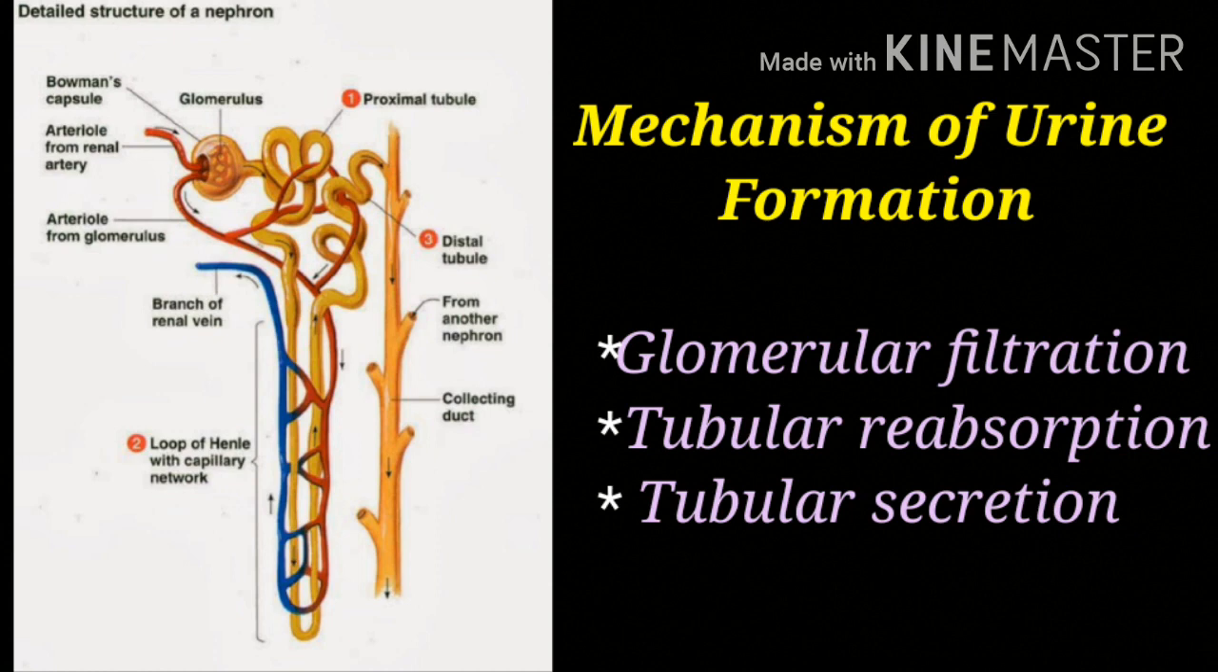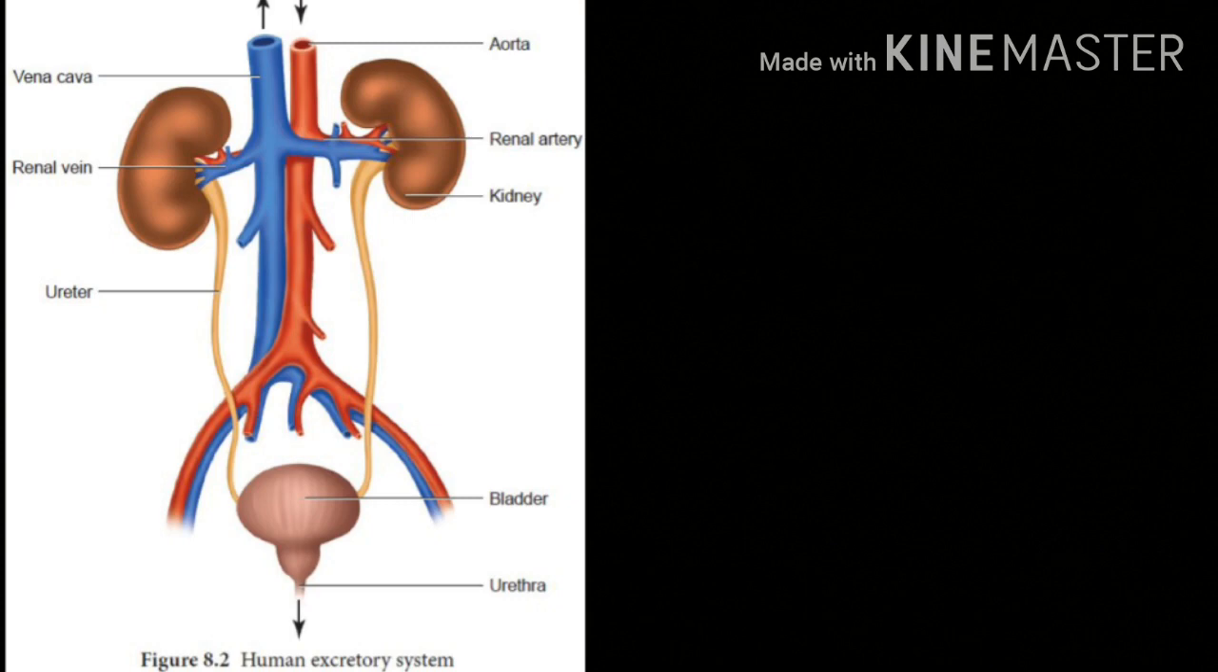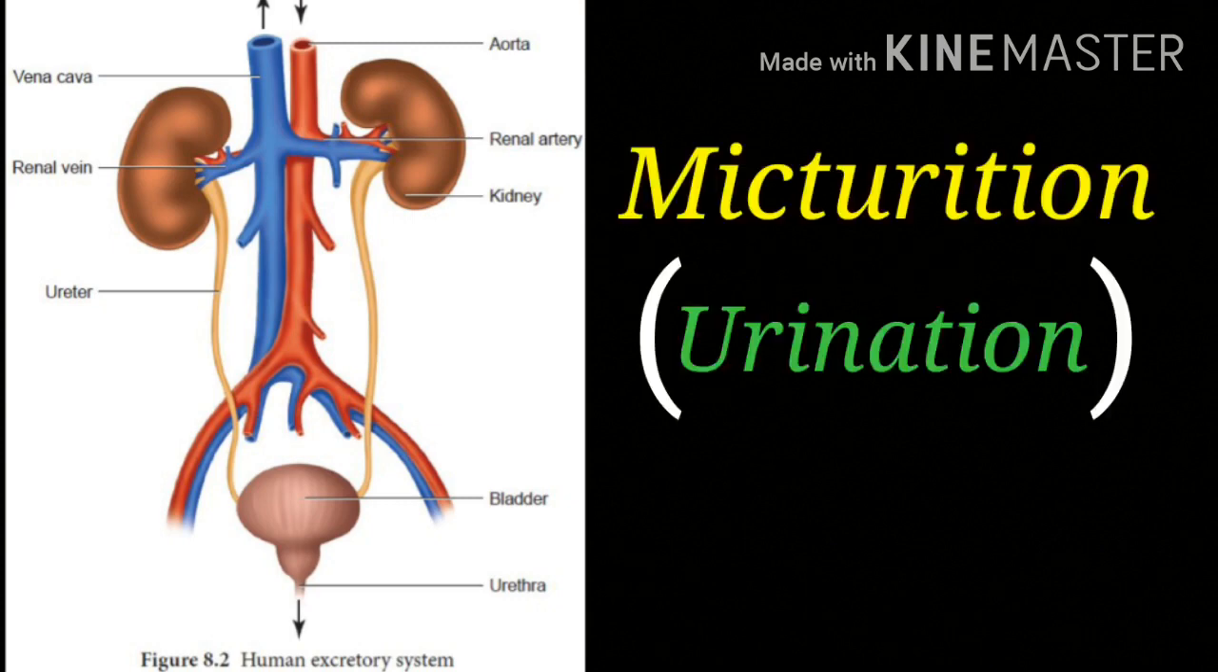Okay. Next, finally the urine passes into the collecting duct to the pelvis and enters the ureter, then it goes to the urinary bladder. When the urinary bladder is full, the urine is expelled out through the urethra. This process is called micturition. Micturition means urination. What is micturition? When the urinary bladder is full, the urine is expelled out through the urethra. This process is called micturition.